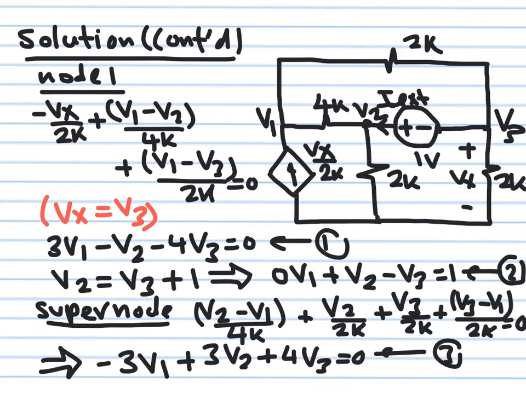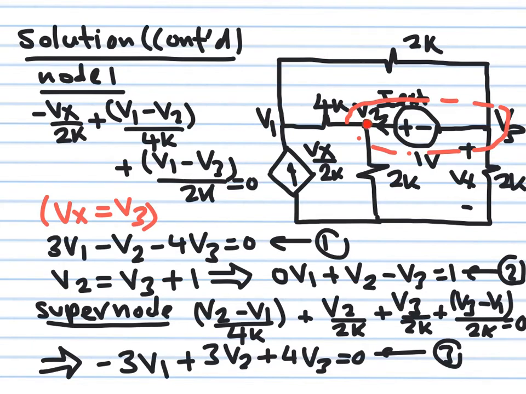I need one more equation. The other equation, I'm going to get it by using a super node. So I'm going to put a super node here around this source. This is how we handle voltage sources that connect two nodes and there aren't any resistances. Okay, so how many currents are flowing out from this super node? We have 1, 2, 3, and 4.